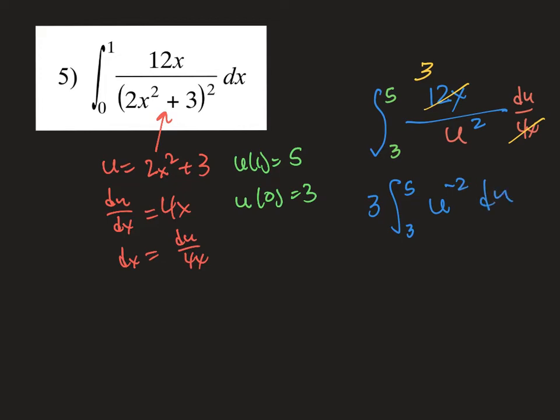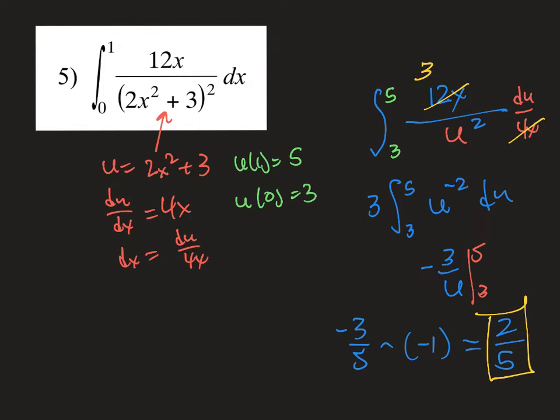And that, when we add 1, I'm not going to make this mistake again, so this is going to be negative u to the negative 1, which is negative 1 over u. And we'll compute that from 3 to 5. Don't forget we had to multiply by 3, so I'm actually going to put a 3 on top here. It's negative 3 over u. So that's negative 3/5 minus negative 1. So that's going to be, what is that, 2/5? Yeah, that's 2/5. Excellent. Okay. So there is the answer on that one, 2/5.